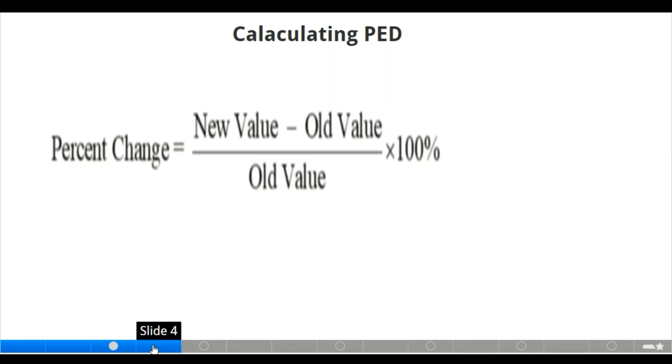Moving to the next slide, where we have the formula for calculating the percentage change in quantity and also the percentage change in the price, where we have new value minus old value divided by the old value multiplied by 100.